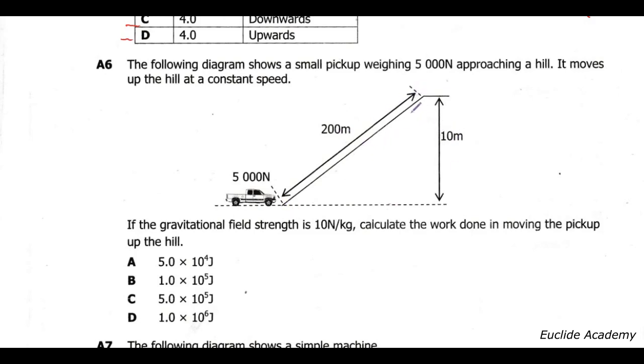The horizontal distance, and the vertical is 10. If the gravitational field strength is 10 newtons per kilogram, calculate the work done in moving the pickup up the hill. So we know that work is equal to force times the distance moved. So at this point, which distance moved are we going to use?